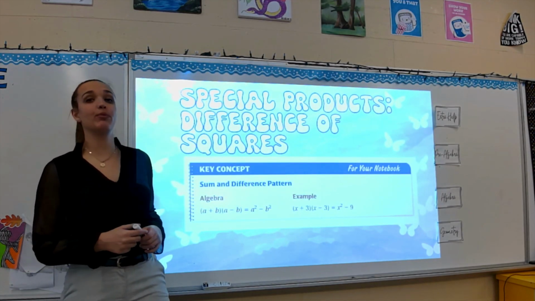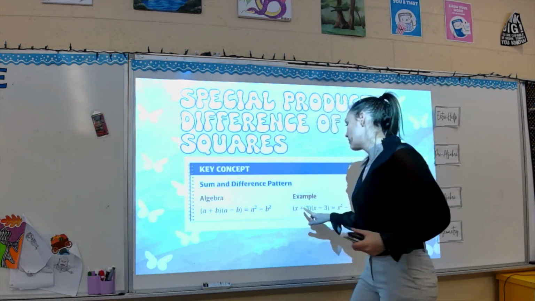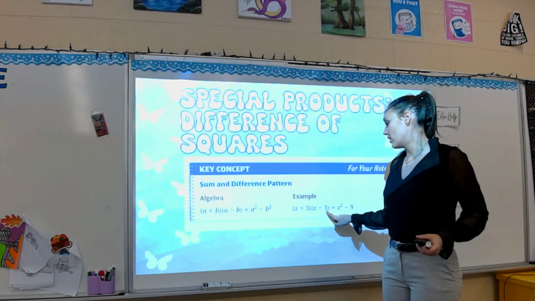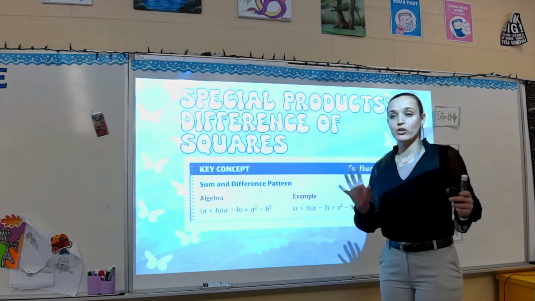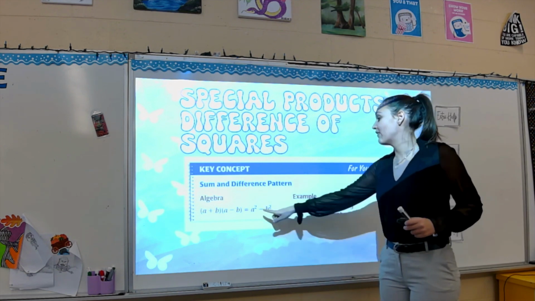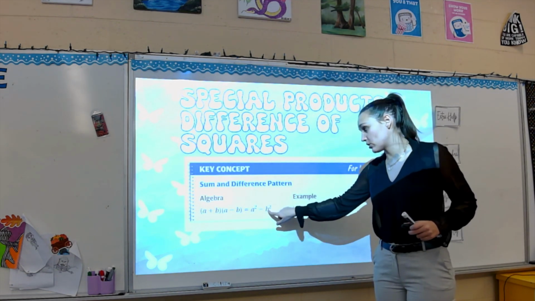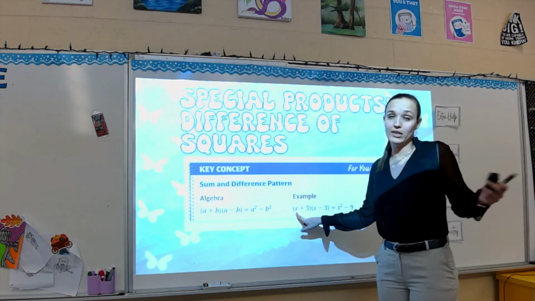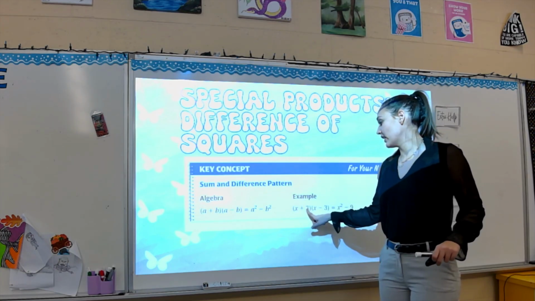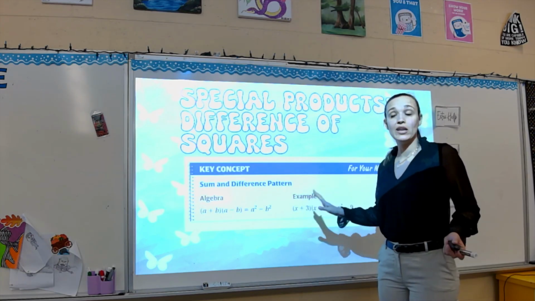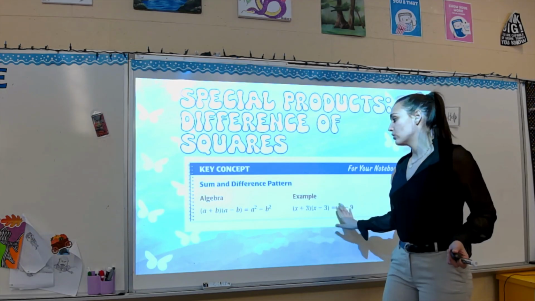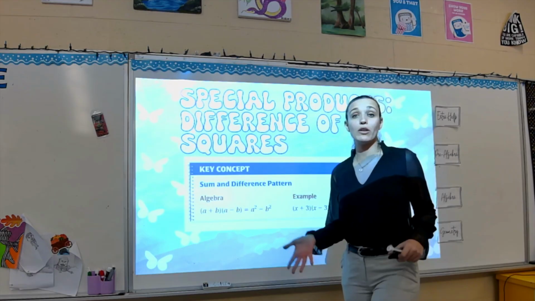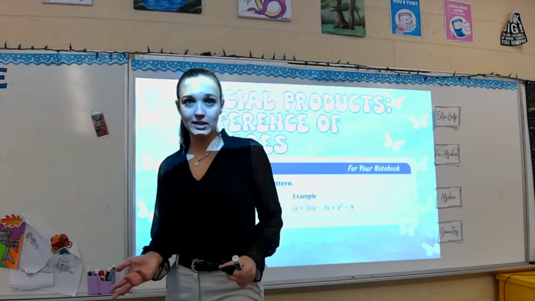So if I look at an example, my first term here is x, my second term is 3. My first term is x, my second term is 3. I have a plus and a minus. So I can use my formula of a squared minus b squared. I am going to square the first term, so x squared is x squared. Then I'm going to square my second term, 3 squared is 9, and I throw a minus in between them. So when they have the same terms, one's a plus, one's a minus, all you do is square the first term minus squaring the second term.